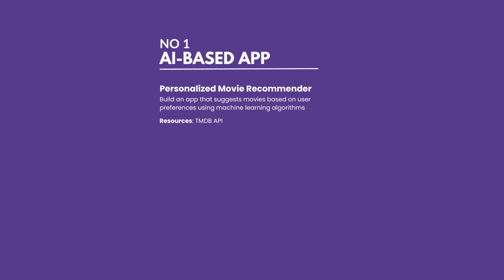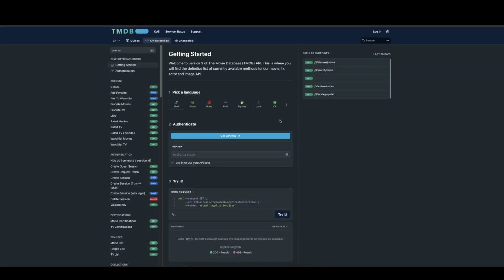So the first thing is AI, okay? So we'll be building a personal movie recommender. Okay, what exactly is this? How does this work? See, you have a public API called TMDB, the movie database API. So all you have to do is just get an API key by signing up here. And then for the AI, you can use OpenAI or some other AI API that's available for you, which you have access to.